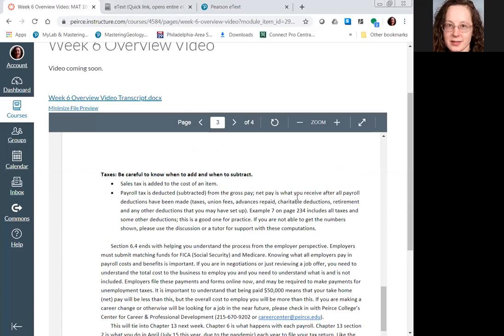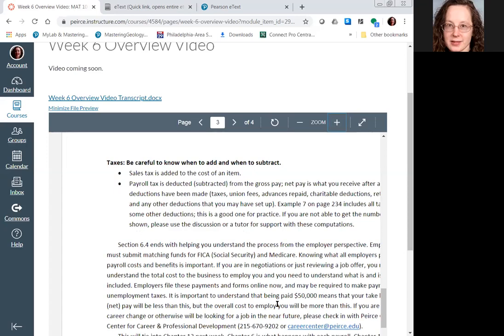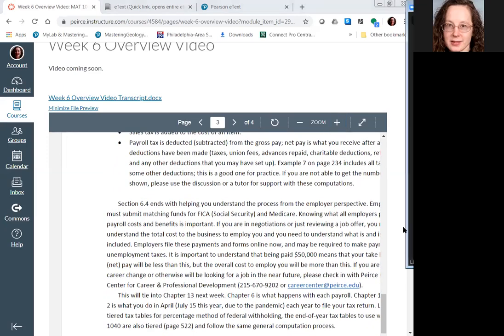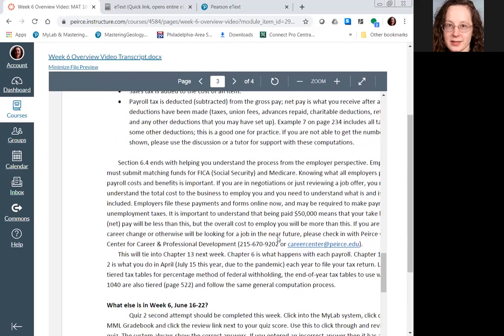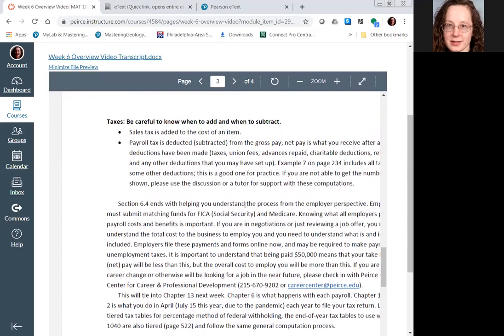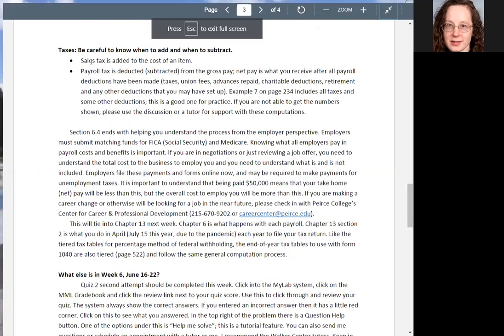Just a quick note, because sometimes after working with other taxes, people jump into the payroll taxes and end up adding instead of subtracting. So I just wanted to point out real quick, be careful with this. When you are doing sales tax, it's added to the cost of the item. But now we're talking payroll tax. Payroll tax is deducted from the gross pay.